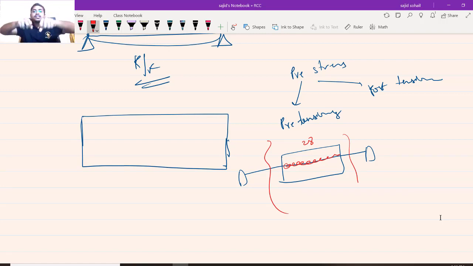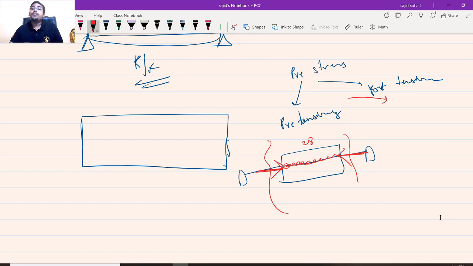So obviously, as this was stretched initially but now it is cut, it will try to go back to its original position. So it is trying to apply certain compressive stresses to my structure. This is how you can give the pre-stressing. I hope it is very clear.